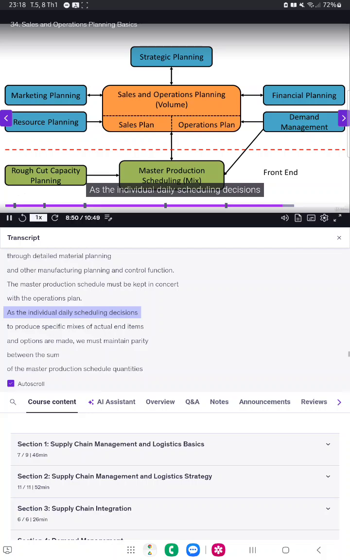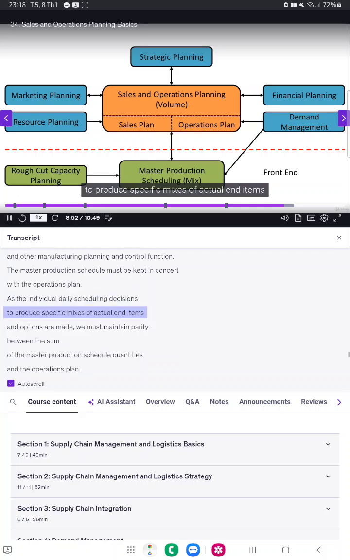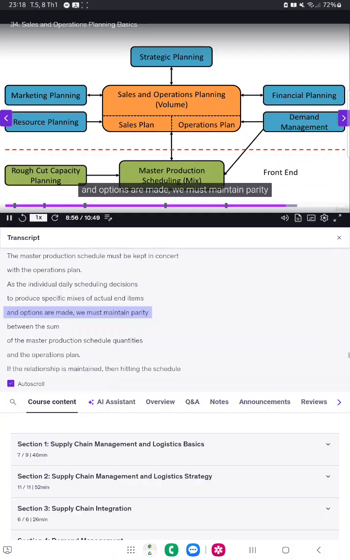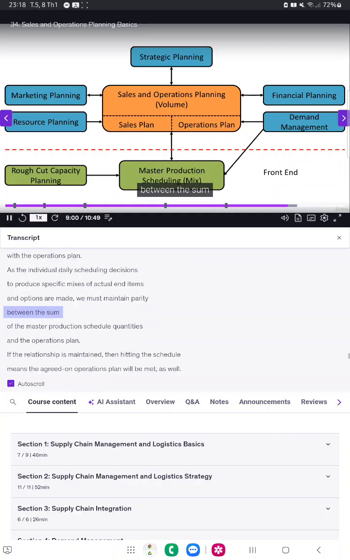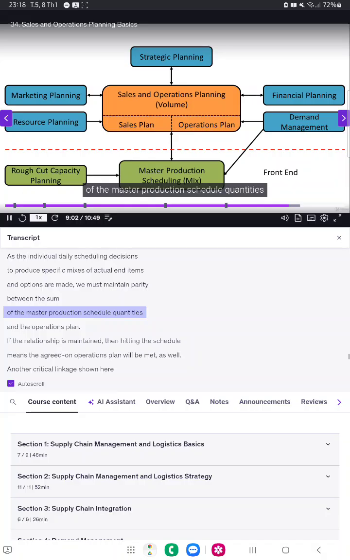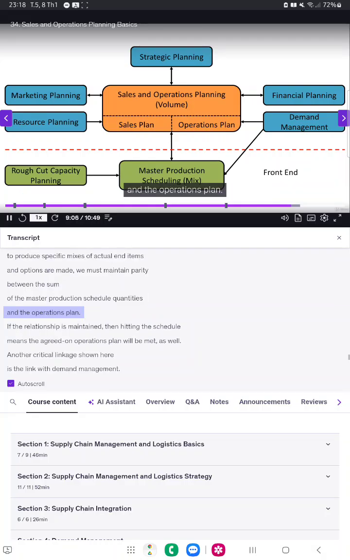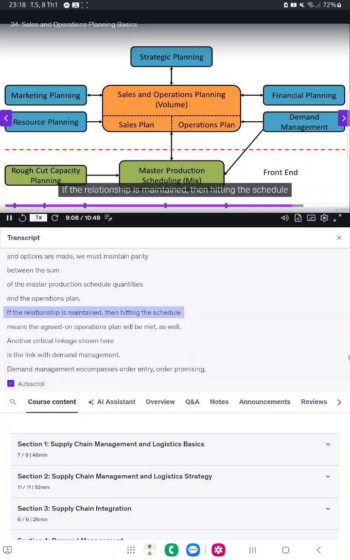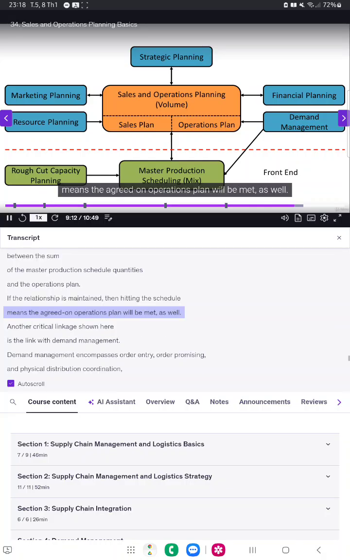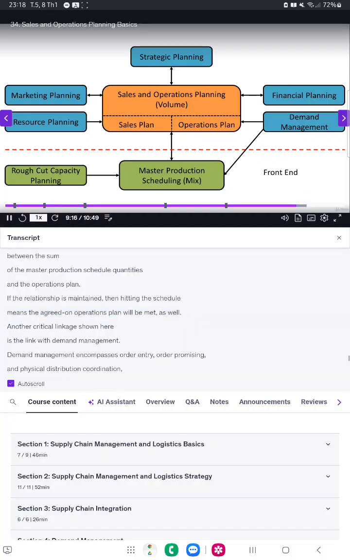As the individual daily scheduling decisions to produce specific mixes of actual end items and options are made, we must maintain parity between the sum of the manufacturing of the master production schedule quantities and the operations plan. If the relationship is maintained, then hitting the schedule means the agreed on operations plan will be met as well.